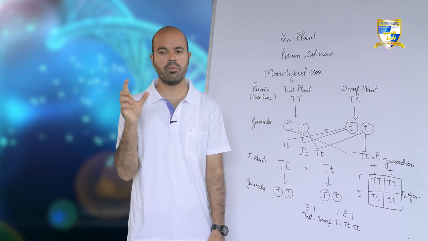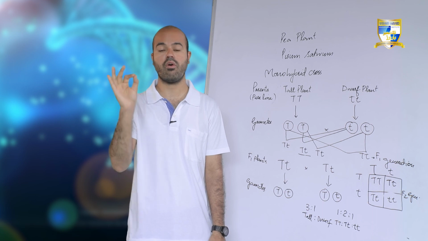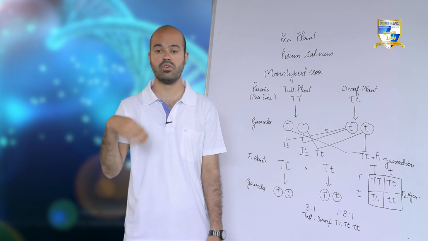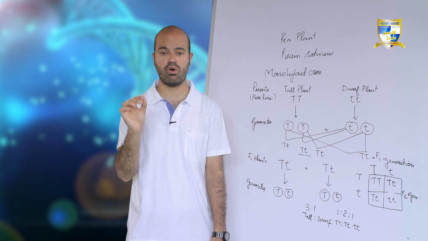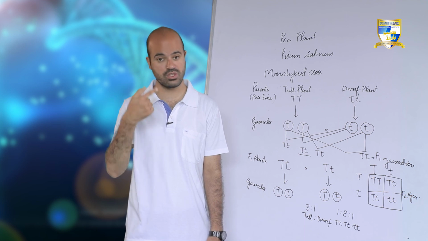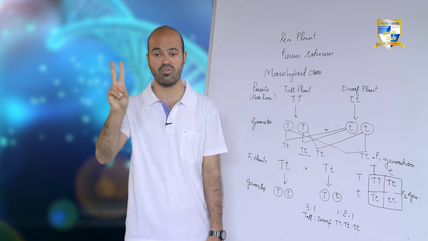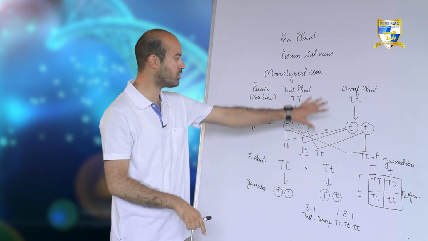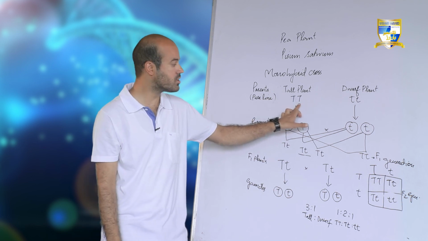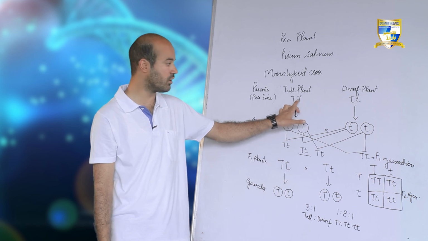What does it mean? The law of pair of unit factors states that every character in an individual or organism is governed by a pair of unit factors. I repeat, according to the law of pair of unit factors, every character in an individual or organism is governed by a pair of unit factors. If you observe the cross, the character here is height. This character height is governed by a pair of unit factors. This is a unit factor, this is a unit factor.